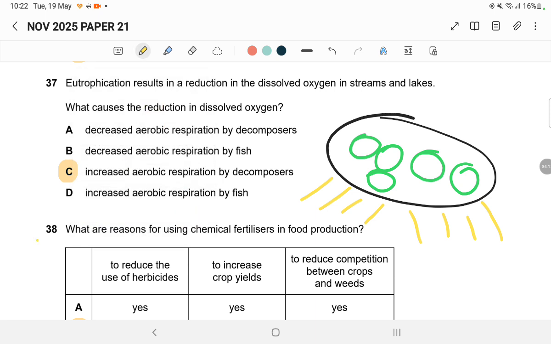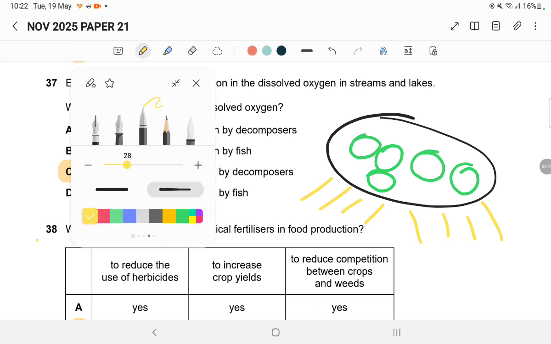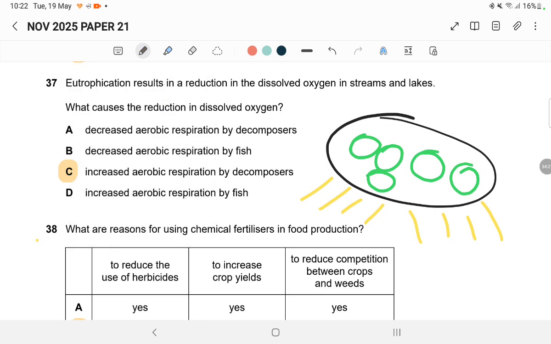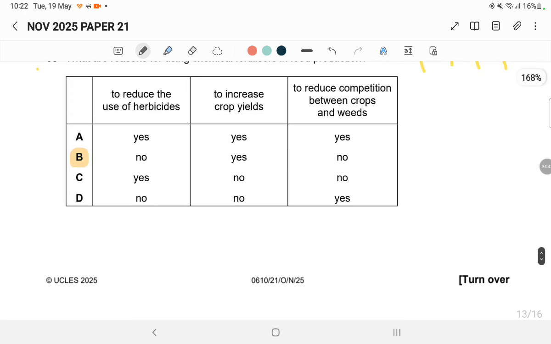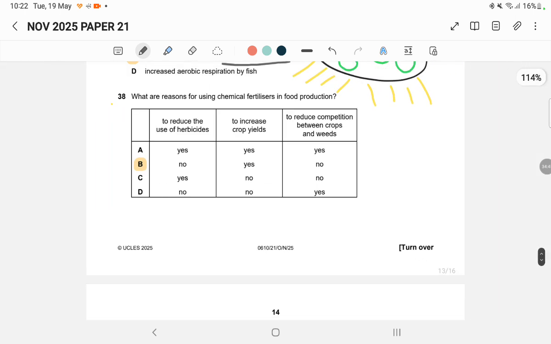Now in 37, the answer will be C. Why? Because of increased aerobic respiration by decomposers living deep inside the river. So increased aerobic respiration releases more carbon dioxide, and that reduces the oxygen concentration, causing the organisms to die, like fish and other animals like otters or anything like that.